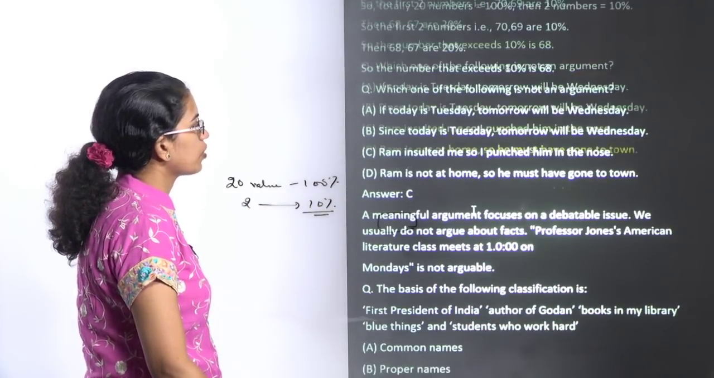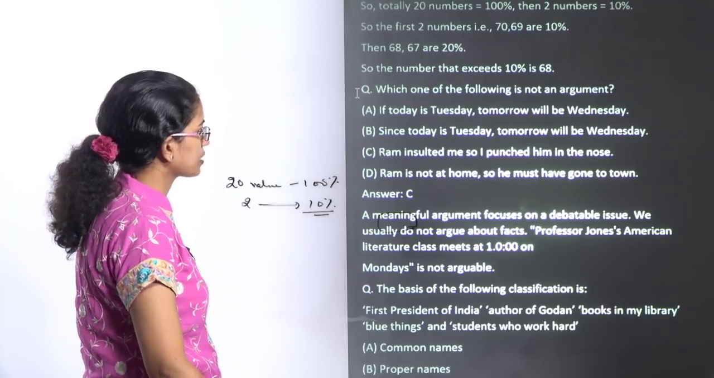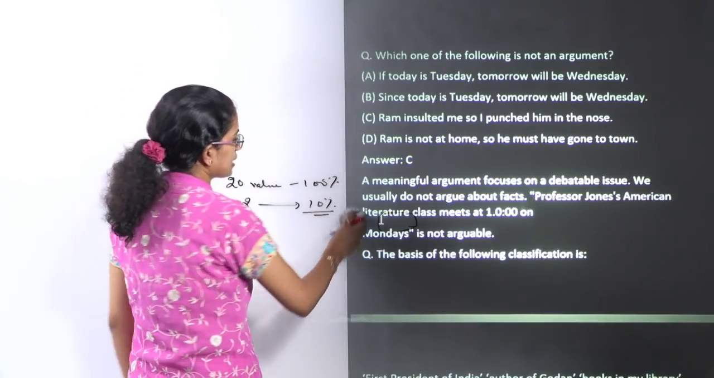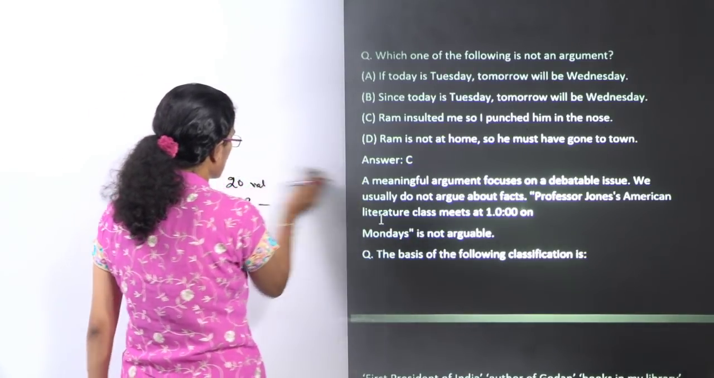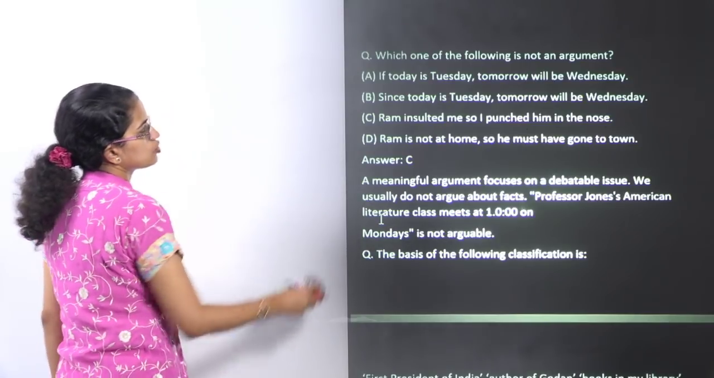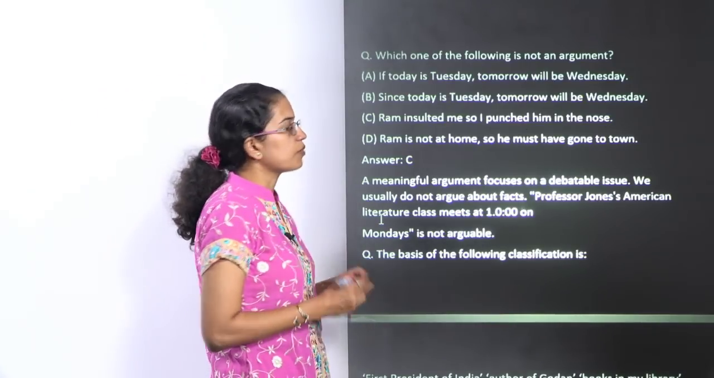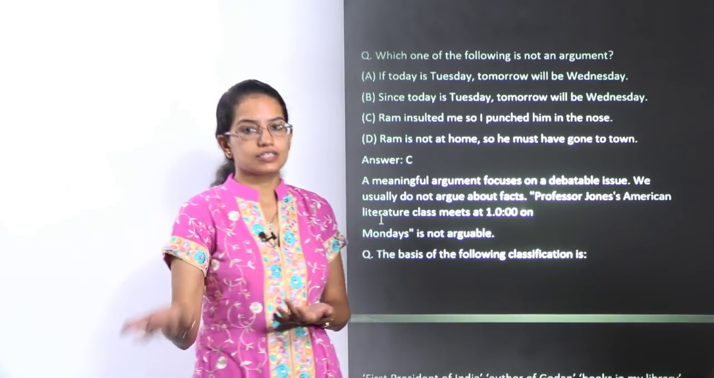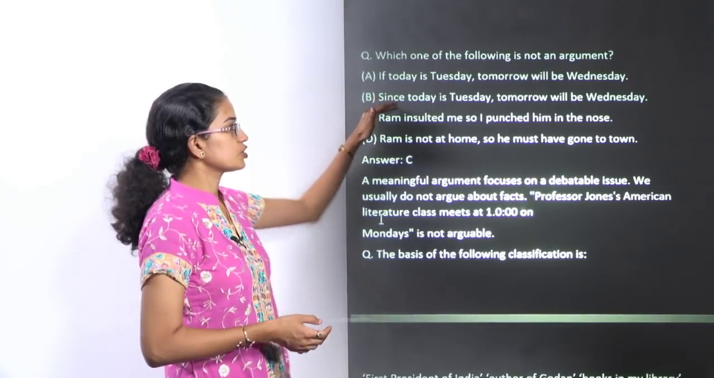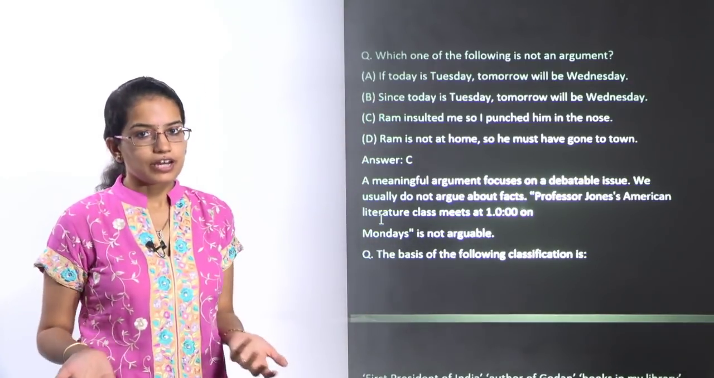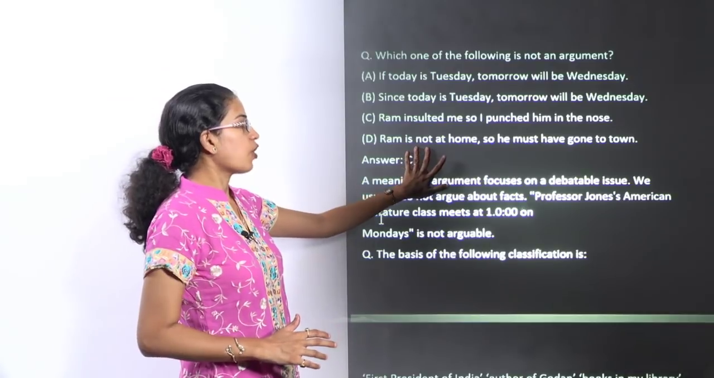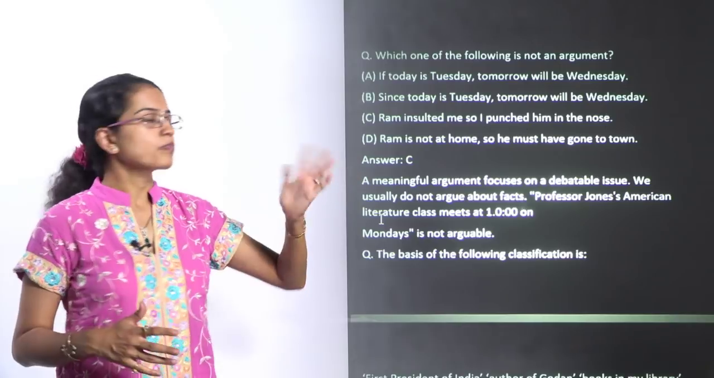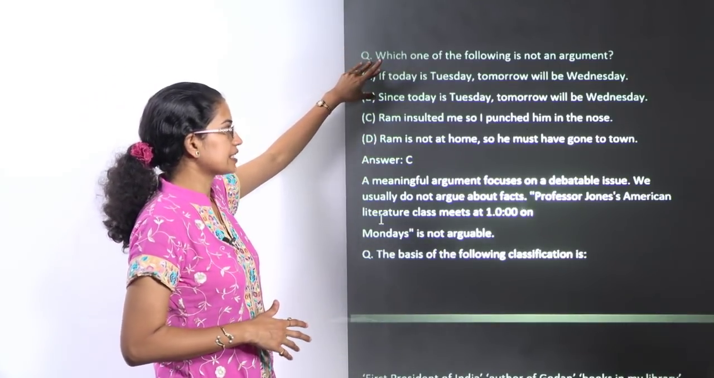The next is, which of the following is not an argument? A very important question here. When we have a question like this, try to understand it very carefully. There is a difference between an argument and an assertion. If today is Tuesday, tomorrow would be Wednesday. That is something I am arguing, that if this happens, this would happen. Again, since today is Tuesday, tomorrow would be Wednesday, is again a kind of argument. Ram is not at home, so I am trying to guess where he might be, so he might be out of town. Those 3 are arguments.